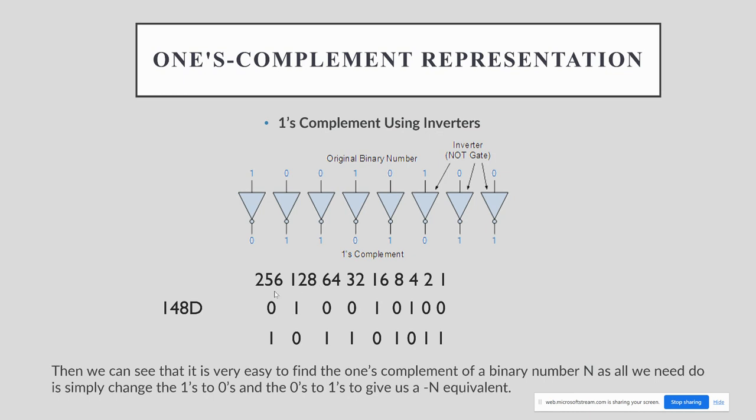Maybe I would also add that just because later on I will need it for my negative. So that's why here I added 256. So I'll have 1, 2, 3, 4, 5, 6, 7, 8, 9 bits. Then we can see that it is very easy to find the ones complement of a binary number n, as we need to simply change the ones to zeros and the zeros to ones to give us the n equivalent. That's why we did the NOT gate here to invert it.